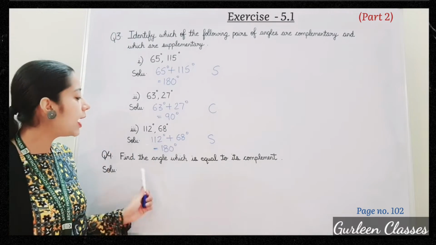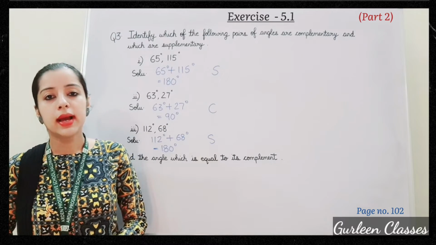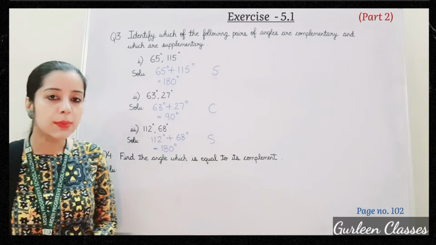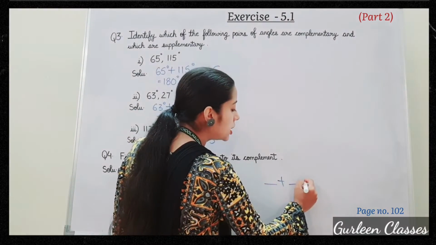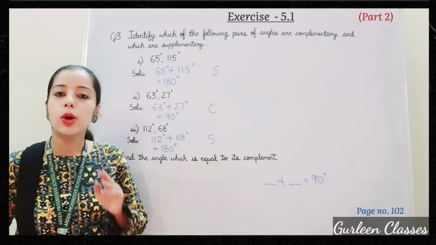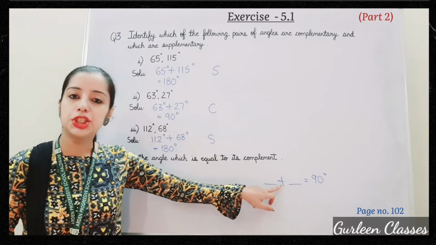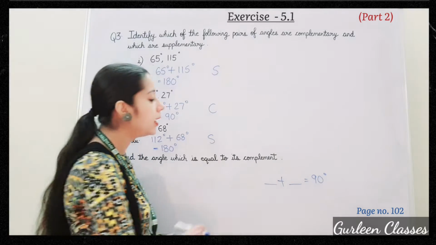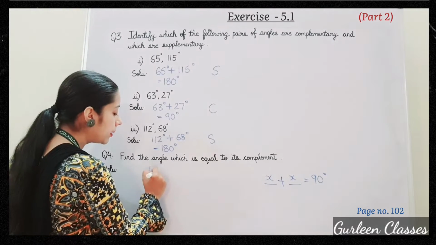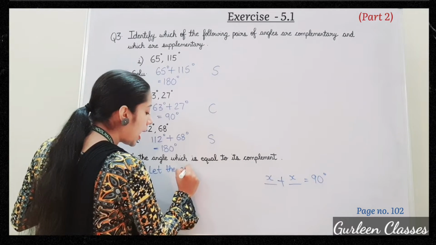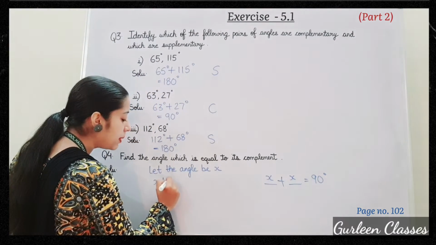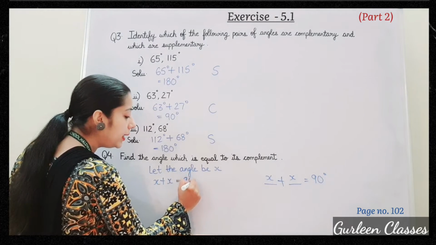Question number 4. Find the angle which is equal to its complement. We have to find an angle that is equal to its complement. So suppose dash plus dash is equal to 90 degrees. As we know, two angles are said to be complementary if the sum of their measures is 90 degrees. So let the angles here be x and x. So let us write this statement. Let the angle be x. So the equation is x plus x is equal to 90 degrees.